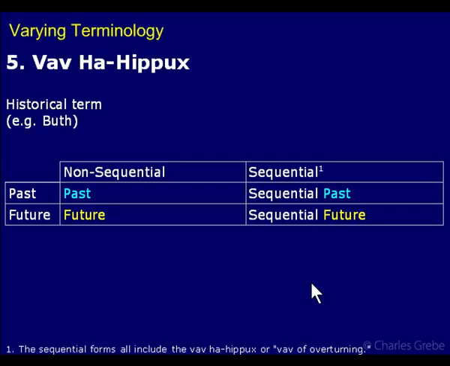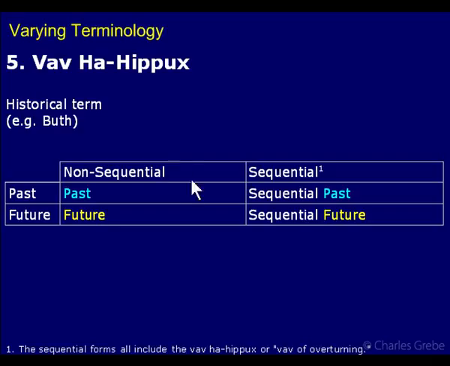Then later, the early Christian Hebraists just took their terminology and converted it into Latin. So vav hipuch, vav of overturning, became vav conversivum, or vav conversive, and the vav chebur became vav conjunctivum in Latin, or vav conjunctive. So that's where this terminology has come from. It's really a historical term that's focusing on this conversion idea. And Randy Booth uses that in his Hebrew material.